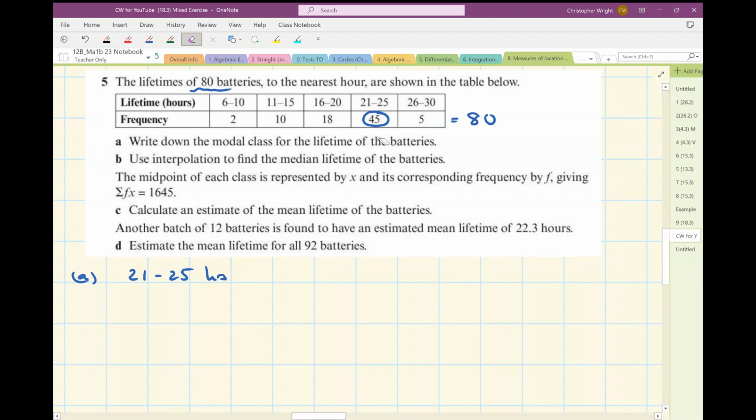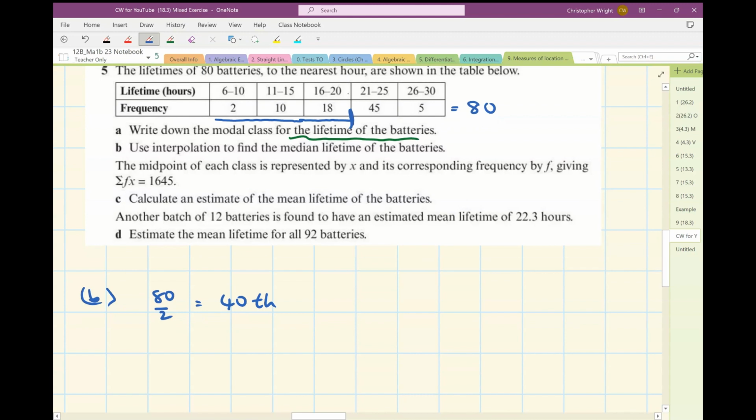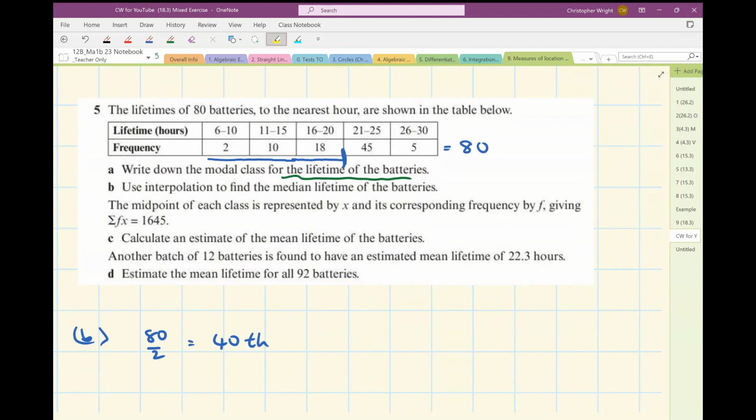Right. Okay, part B. Use interpolation, I can never say the word interpolation, to find the median lifetime of the batteries. Right, the median lifetime. Well, there are 80 batteries, so I'm going to look for the 40th data value. So 80 divided by 2 is 40, so we're looking for the 40th. Now, which class is that going to be in? Well, we've got the first 12, and then the first 30 takes me up to here, doesn't it? Okay, so it's going to be in this group here.